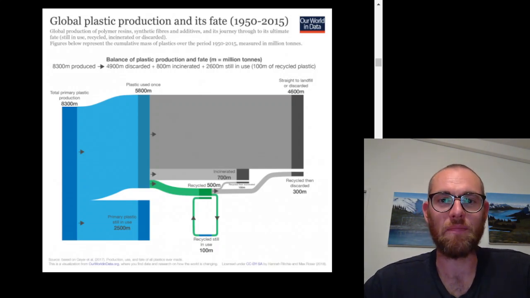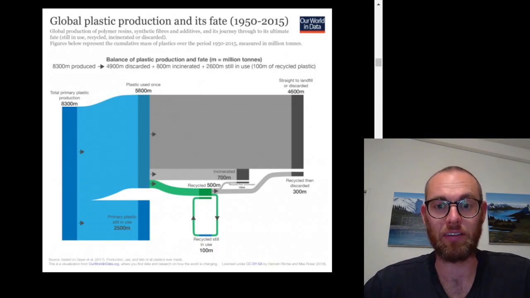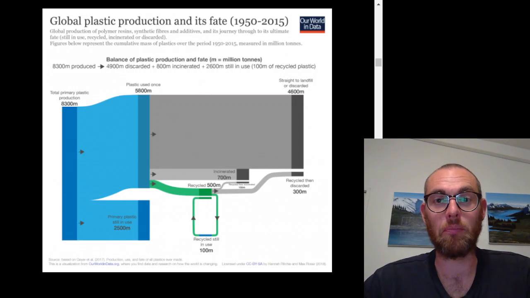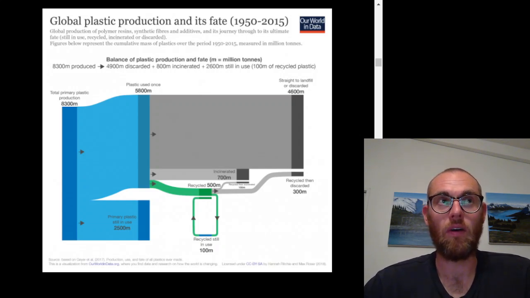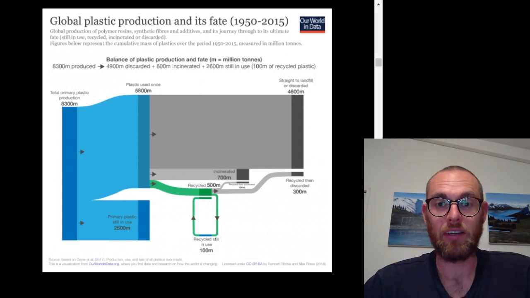So you can imagine what that green means there, and you can read it. That's the recycled bit. And there's also quite a big portion that is incinerated. And incinerated means that it is actually burned. So I won't go into detail right now about how well those 700 million tons of plastic are incinerated.